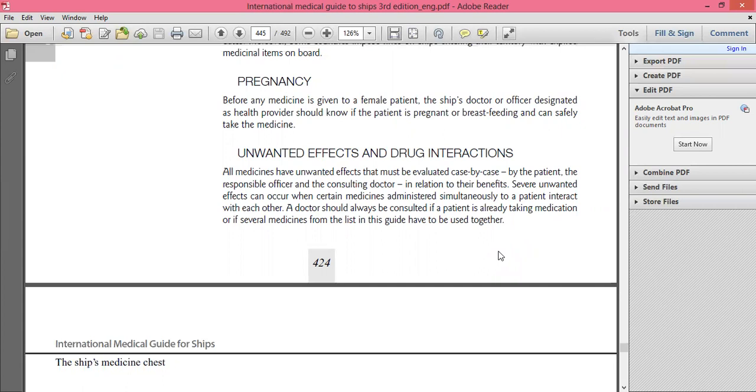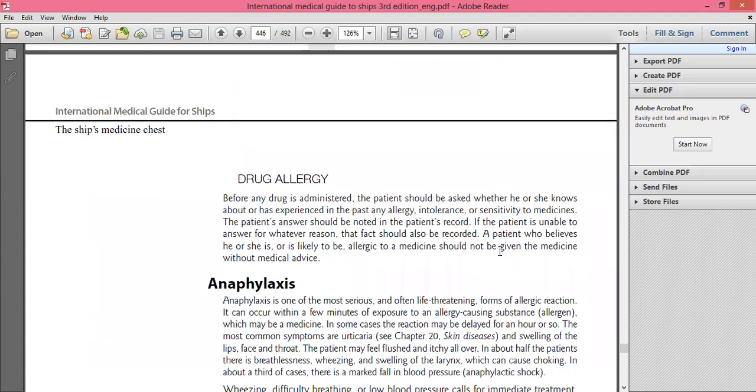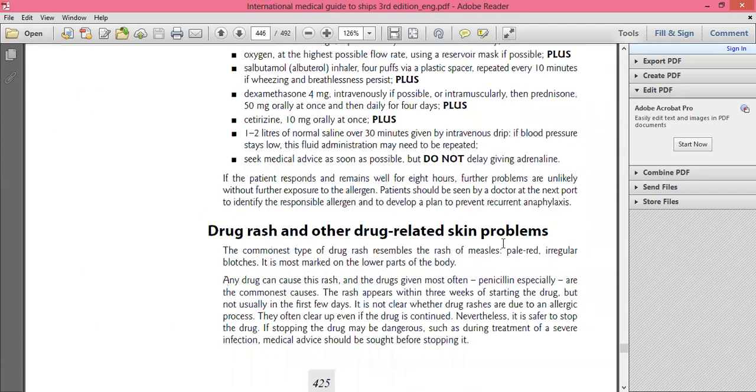Severe unwanted effects can occur when certain medicines administered simultaneously to a patient interact with each other. A doctor should always be consulted if a patient is already taking medication or if several medicines from the list in this guide have to be used together. Okay, so this is about the medicine chest.